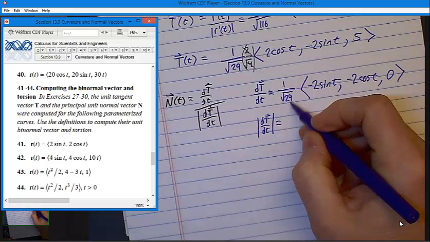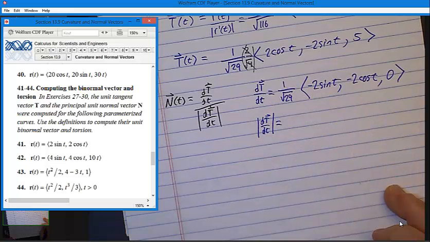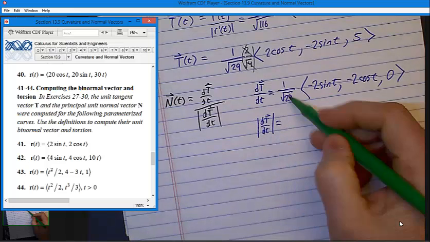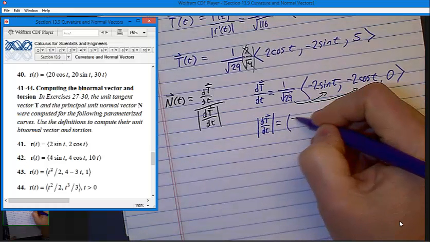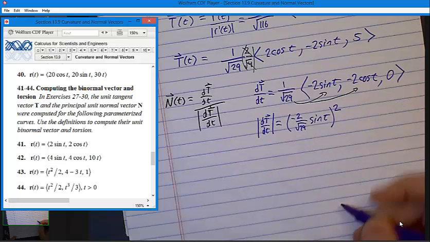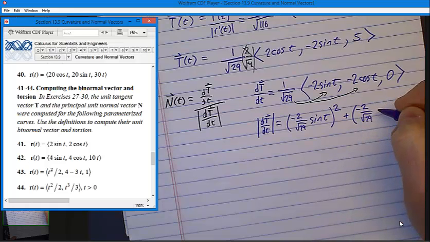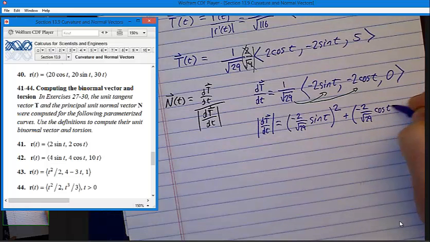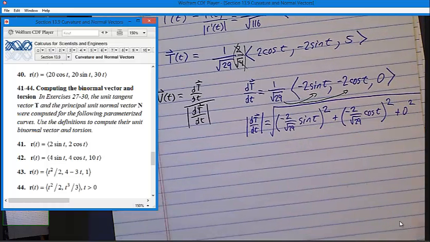Well, the 1 over 29, it's interesting because you could distribute that through. So when it comes to computing this, I probably want to distribute it through. And so what do I get? I get negative 2 over the square root of 29 sine of t, squared, plus negative 2 over the square root of 29 cosine of t, squared, and then I'll take the square root of that. The other piece, of course, is just 0, so it's plus 0 squared. So this is what I'm thinking of doing. That's all right?